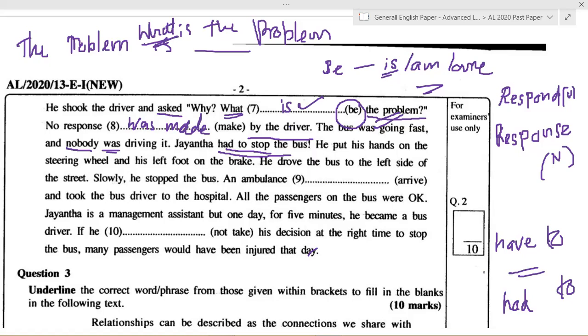I had to stay at home yesterday, because my mom was not well. I had to stay at home. You had no other options but to stay at home. Jayanta had to stop the bus.